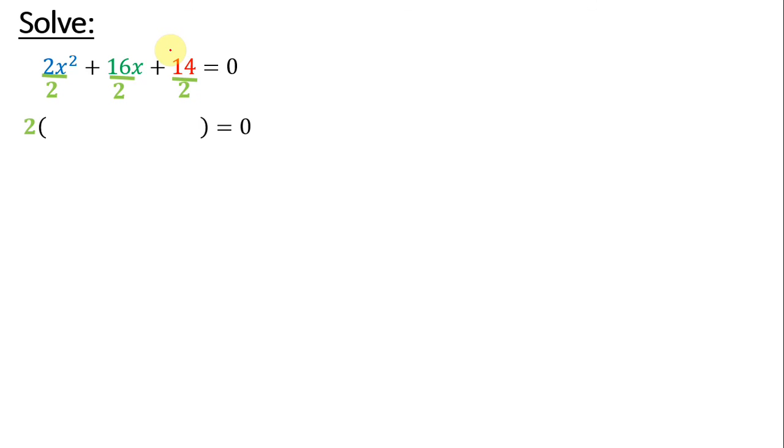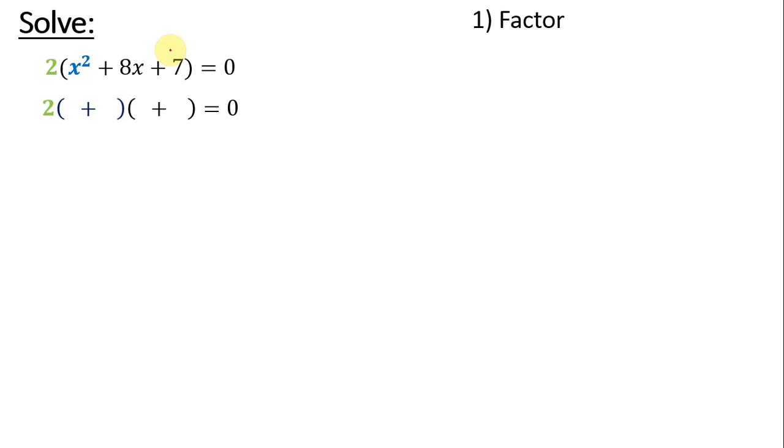So I'll put a 2 on the outside of my parentheses, and on the inside I'll just put what's left over. x squared, 8x, 14 divided by 2 is 7. Now I'll factor this. Once again, I carried down my 2 into the next line of my problem. It's a weird arrow. Go with it.